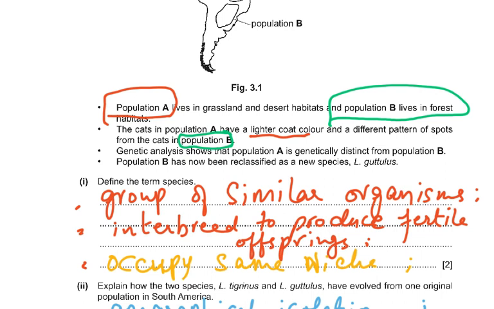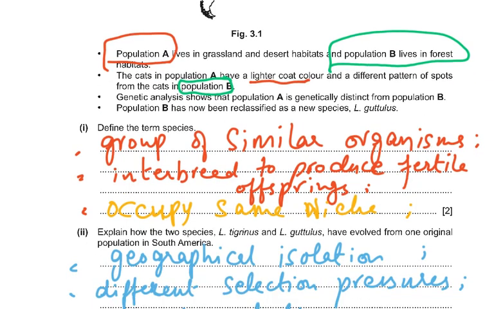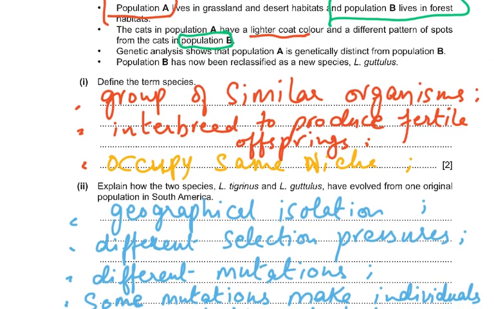Direct question: define the term species. So there is no sort of ambiguity. There is always a certain portion of paper 4 which is direct questions, maybe about 25 to 30% of the paper. They are direct questions and you should be getting your full marks on that. So define the term species: a group of similar organisms that interbreed to produce fertile offspring and occupy the same niche. Any two of these and you got your 2 out of 2.